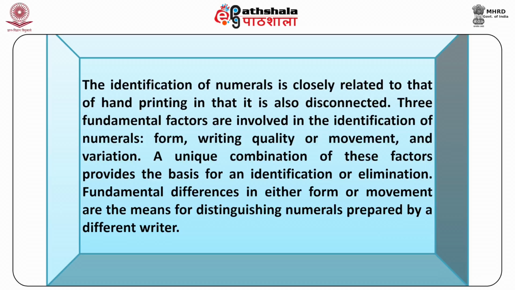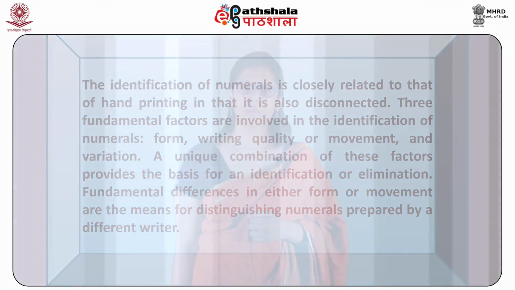Fundamental differences in either form or movement are the means of distinguishing numerals prepared by different writers. Identification of numerals rests not only in their basic design but also in subordinate factors of design. These factors include initial and ending strokes, ornamentation, any simplification of design, overall slant, and the interrelationship of component parts of the compound digits, that is 2, 3, 4, 5, 6, 7, 8, and 9. Size, space, presence of connected strokes between numerals, baseline alignment, and positioning of multiple numbers contain the combination of habits that are identifiable to one writer.